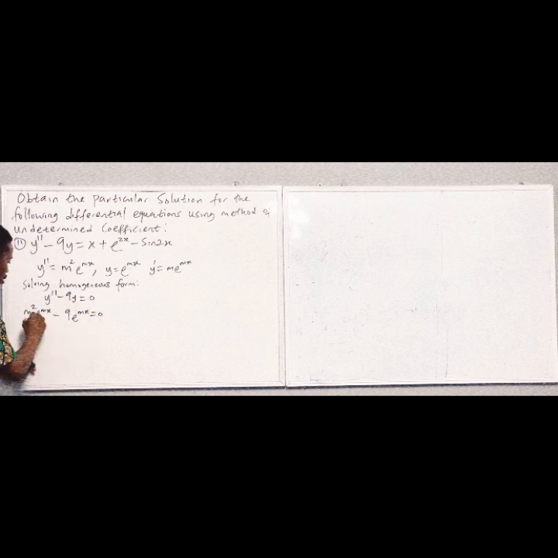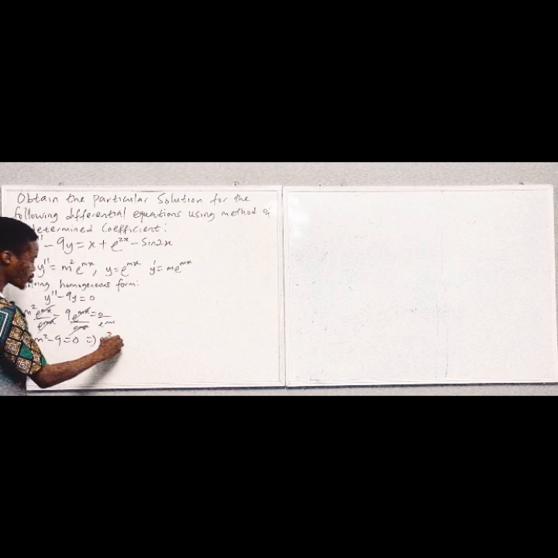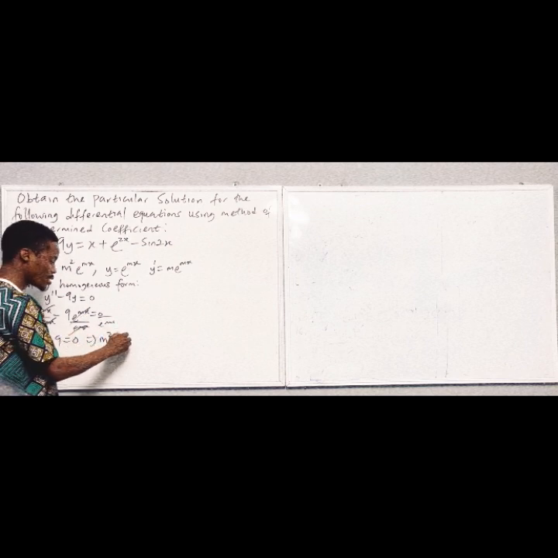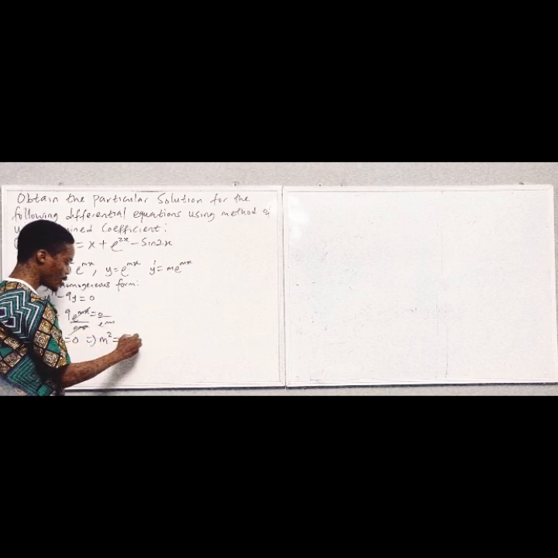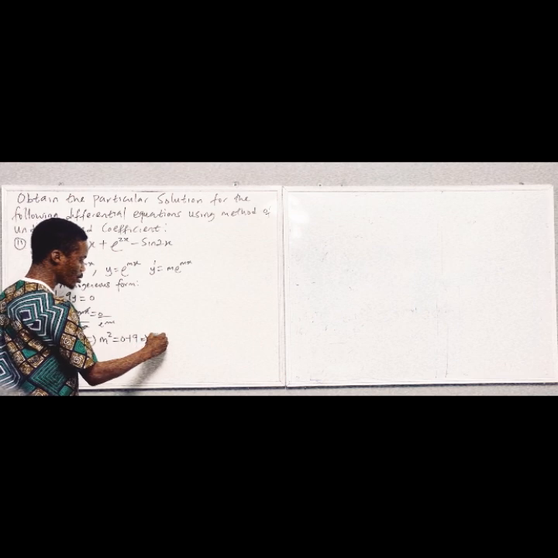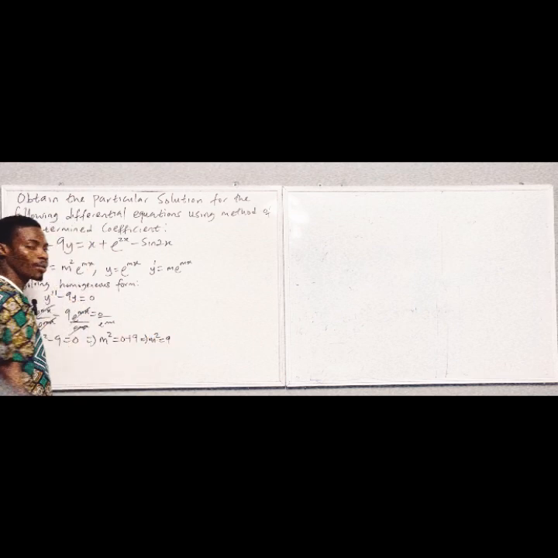I will divide both sides by exponential mx, so this will cancel. I'm going to have m squared minus 9 is equal to 0. So here I'm going to have m squared is equal to, I will now take my negative 9 to the right hand side, because this is constant and constant. So I'm going to have 0 plus 9, so m squared is equal to 9.